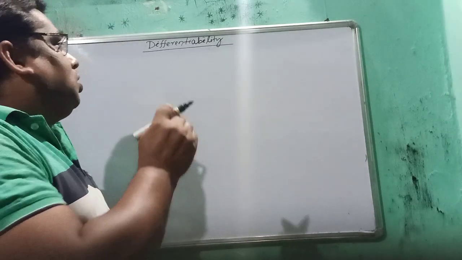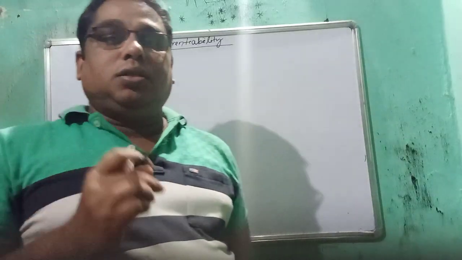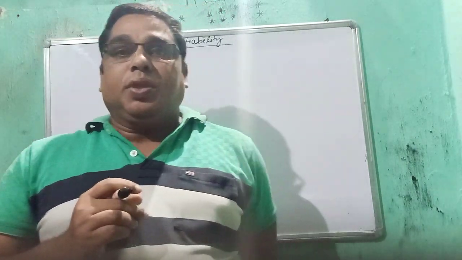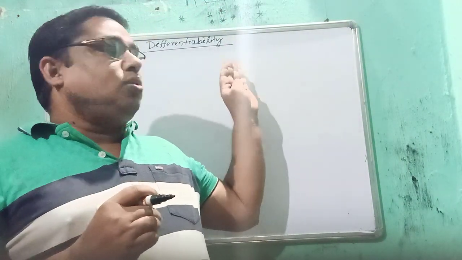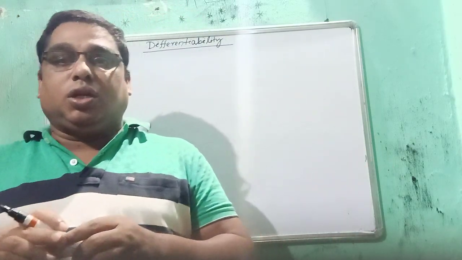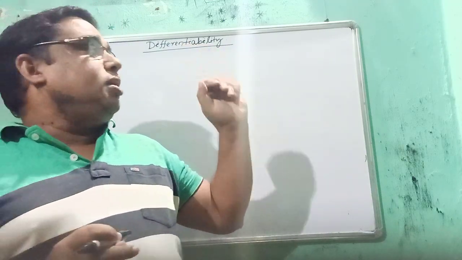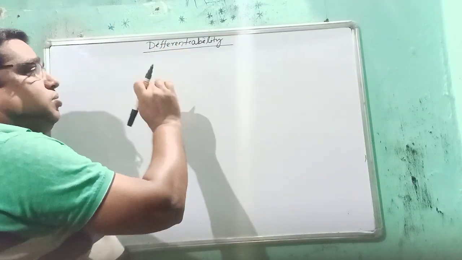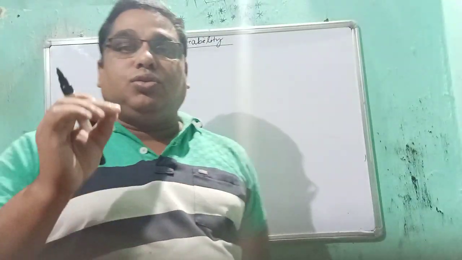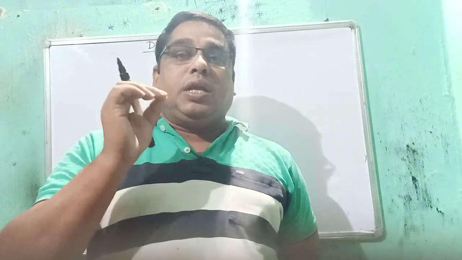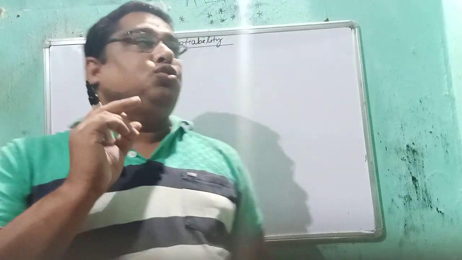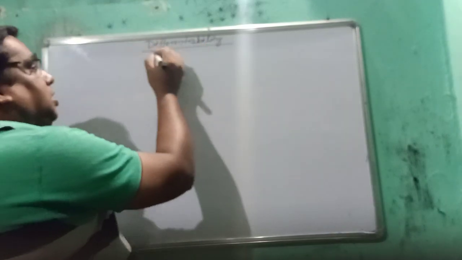Dear student, today we discuss the differentiability of a function. Previously we discussed the continuity of a function, when a function is said to be continuous. Now we will discuss when a function f(x) is said to be differentiable. Differentiable means that the function of x has a derivative. If the derivative exists, then the function is known as differentiable.